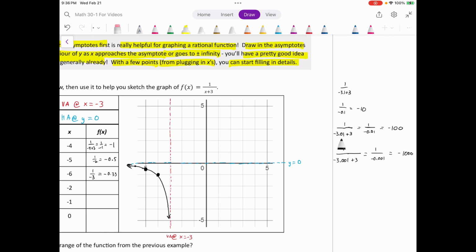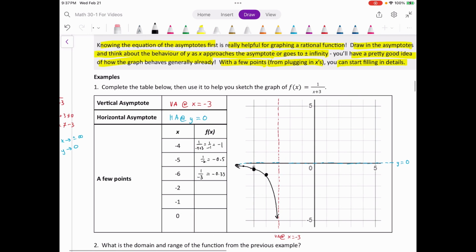I only changed by 0.01 there, right? I added one extra 0. And look what happened. It shot all the way down from -100 to -1000, okay? And so we're getting this dramatic drop, right? We can think about it. When x is really close to -3, our vertical asymptote, y becomes really, really big and really negative when we approach this way, okay? Let's get some other points here.